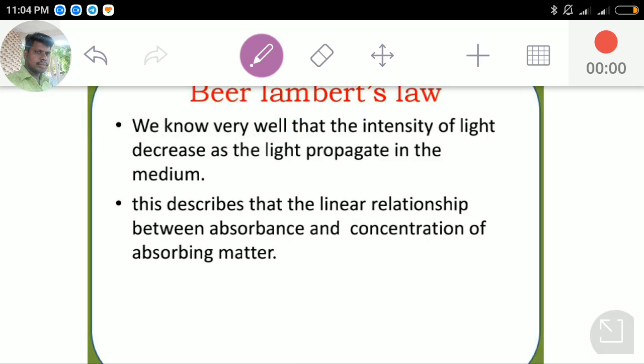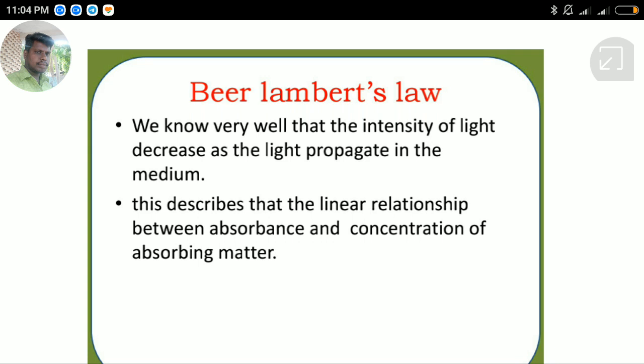Beer-Lambert law. This is the simplest law, which describes the linear relationship between absorption and concentration of the absorbing medium. We all know that the intensity of light decreases as the light progresses in the medium. When light passes through the medium, its intensity decreases because it gets absorbed by the medium. That is a linear relationship between the absorbing medium and absorbance.